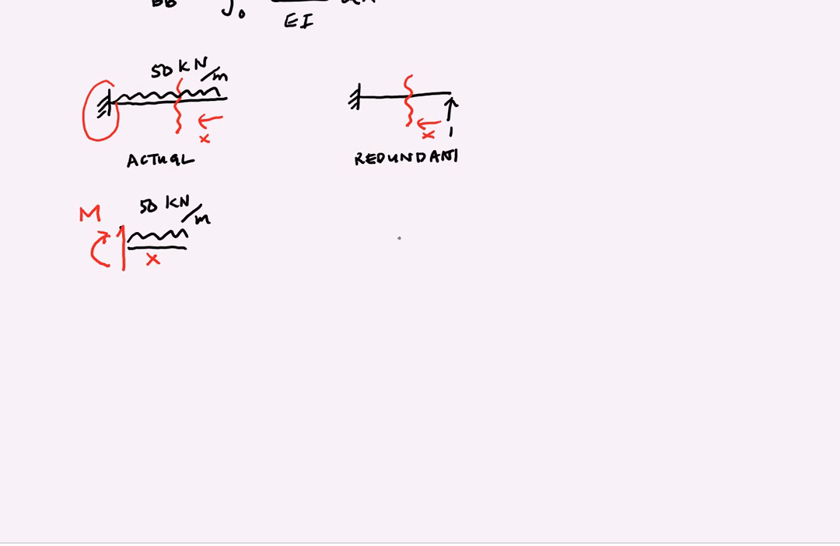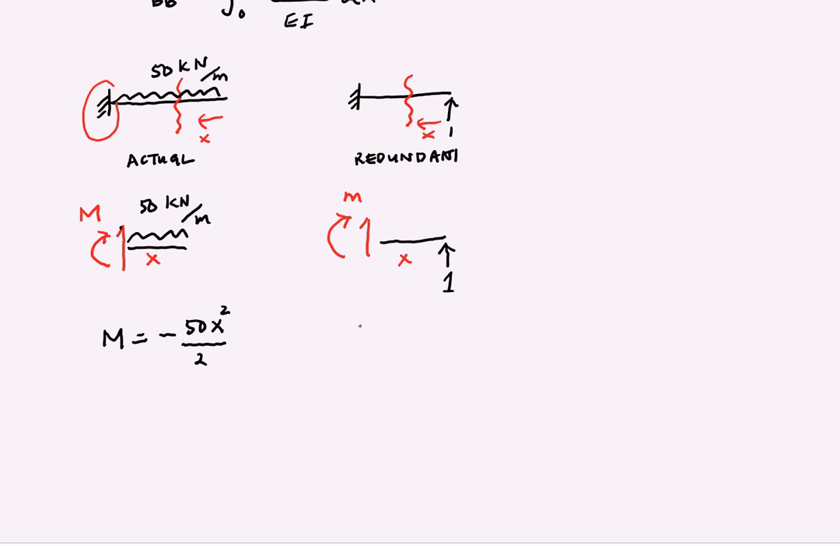For our redundant system, again, this is 1. The distance would be x, and then you have internal shear and moment, and this would be our small m. So our internal moment, capital M, would be negative because it's the same direction as our moment, 50x squared divided by 2.